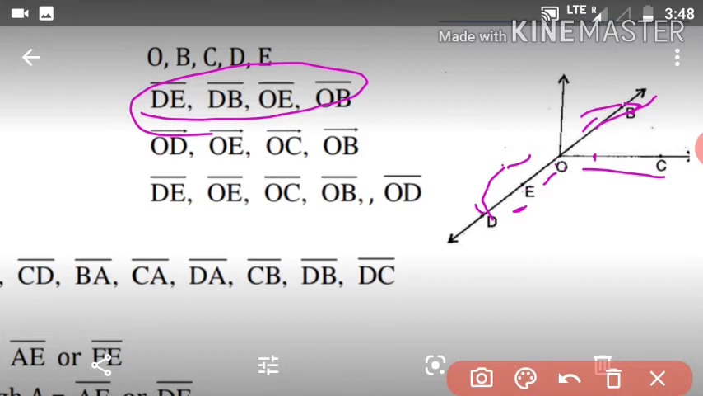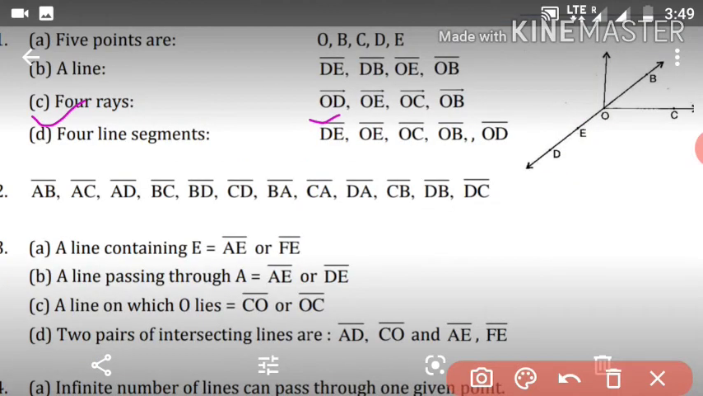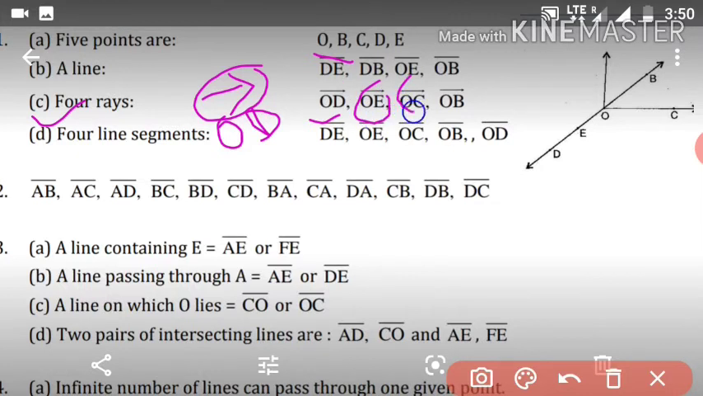Now you have to say 4 rays. OD. OD is one ray, you can see. When you write a ray, you have to give this symbol above the letters, okay? OD and above you have to give this ray symbol. When you write a line, then you have to give only a line symbol like this, okay? Line segment or line. Now again OE. OE is also one ray, and OC is another ray, and OB. These are the rays.